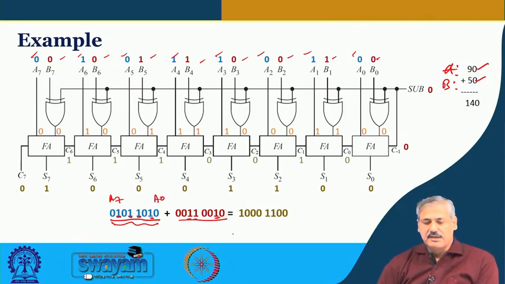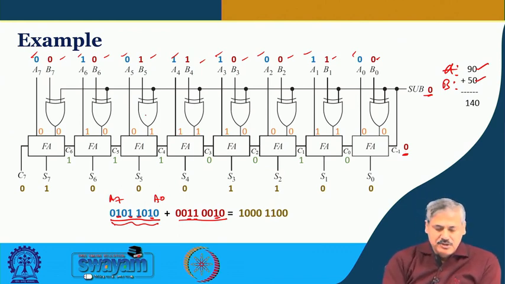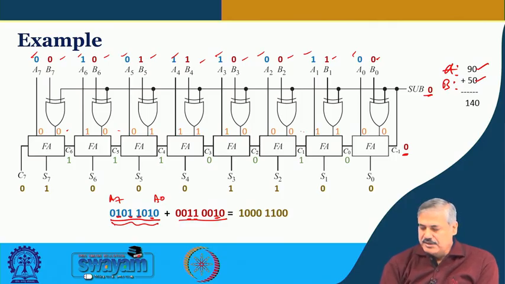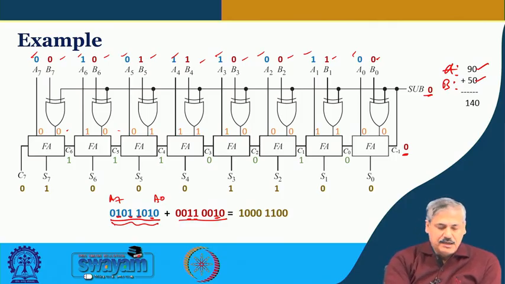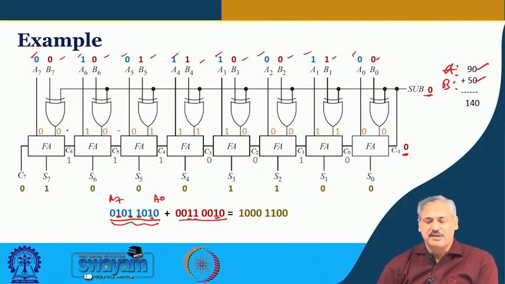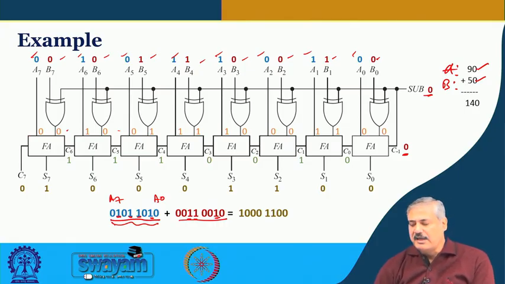Since it is an addition operation, this input over here will be 0, this carry input here is 0, and the corresponding XOR output will be the same number, 0 0 1 1 and 0 0 1 0. The other input of the full adder will be the same as the original number, of course, because there is no inversion. Now, if you perform the addition, you can see what is happening: the intermediate carries and the final carry that will be generated, and the sum bits.